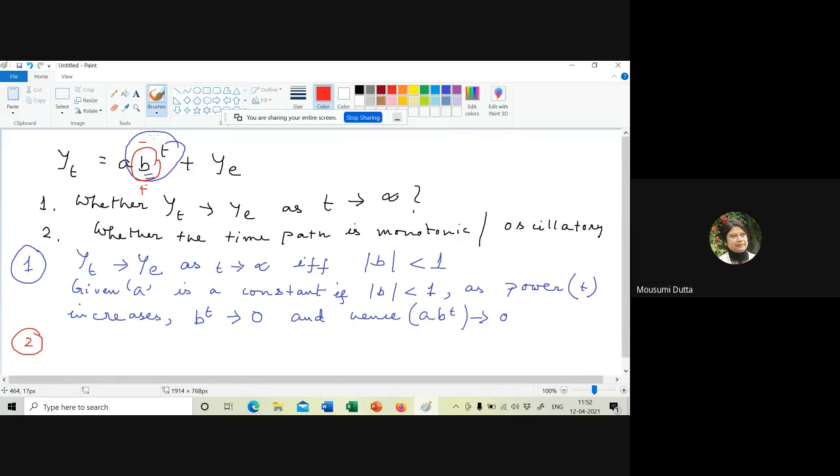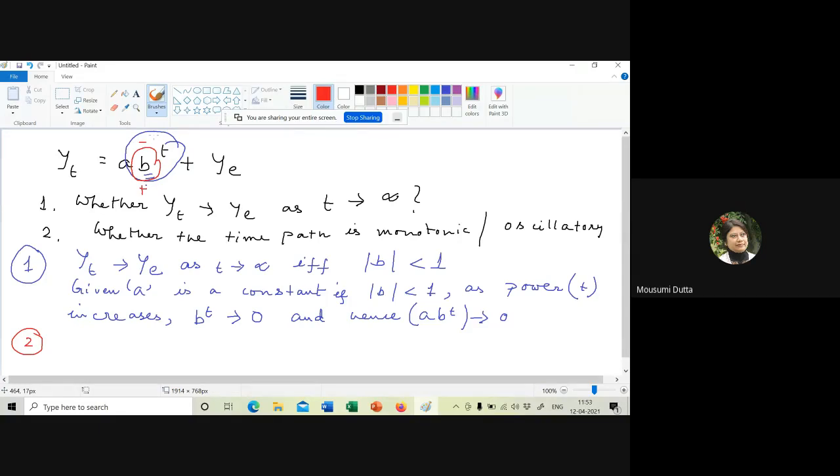On the other hand, if B is negative, the time path will be bidirectional, positive, negative, around YE value. It will move up and move down continuously. So if B is negative, you will get bidirection depending on the power T, even or odd. If B is positive, you will get unidirectional. It will remain either above YE or it will remain below YE.